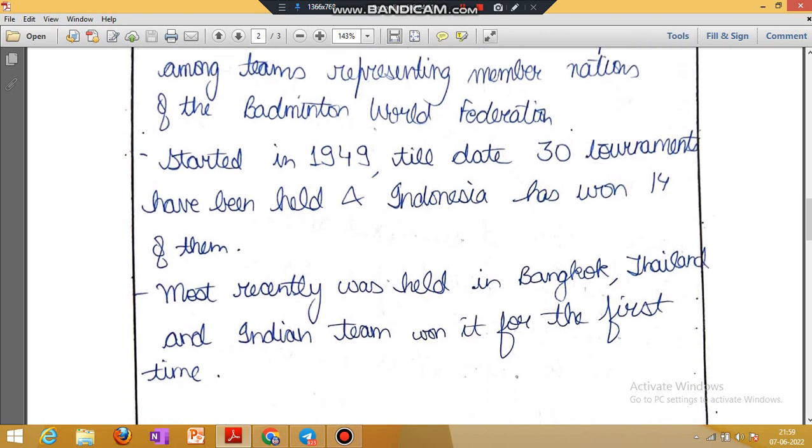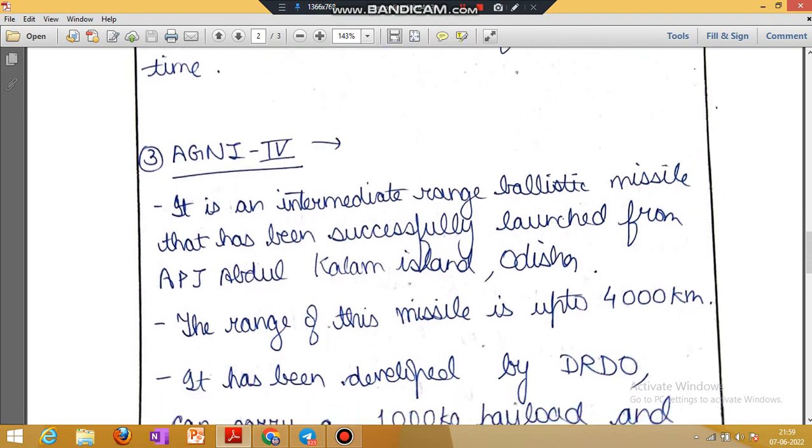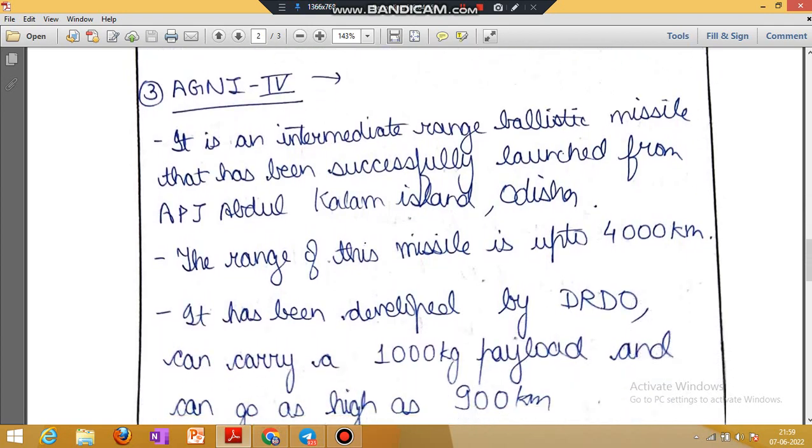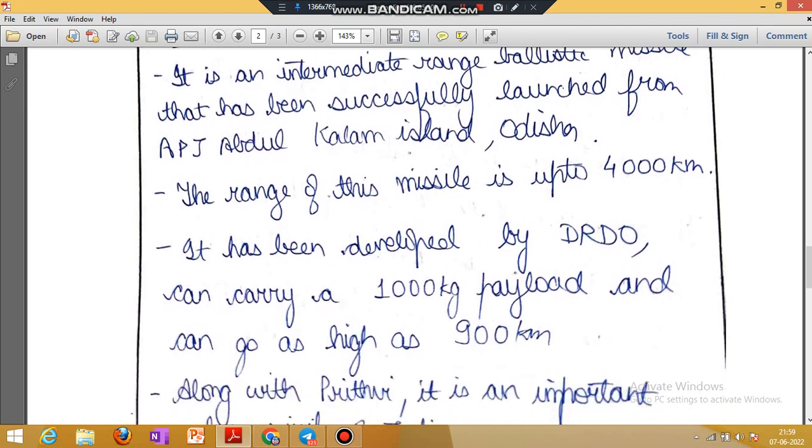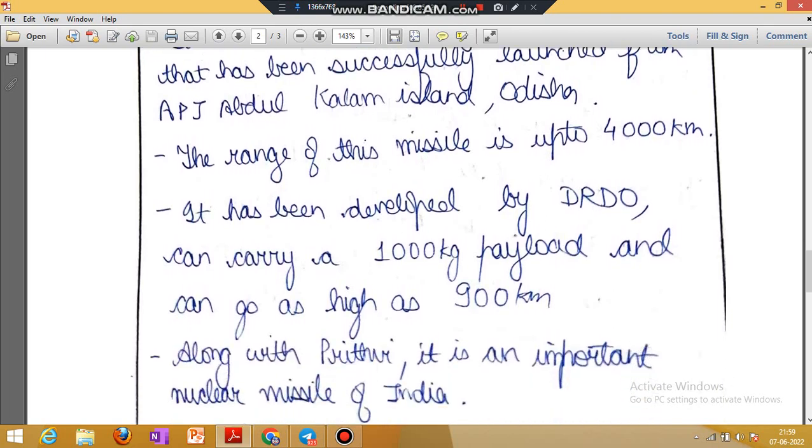Now let's discuss the next one. This was in the newspaper today, Agni 4 missile. So what exactly is it? It is an intermediate range ballistic missile which has been successfully launched from APJ Abdul Kalam Island, which is located in Odisha. What is the range of this missile? It is up to 4,000 kilometers, and it has been developed by DRDO, and it can carry a 1000 kg payload and can also go as high as 900 kilometers.